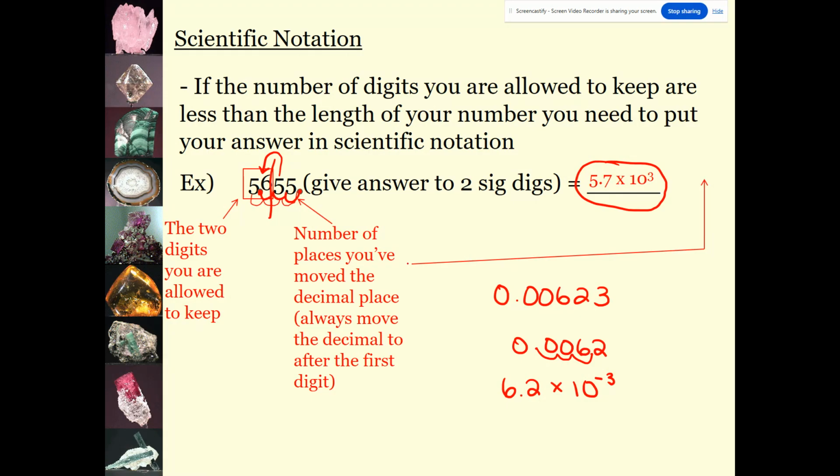direction. Okay, so if you're moving it to the left, it's a positive exponent. If you're moving it to the right, it's a negative exponent. And again, the exponent is how many places you move the decimal.